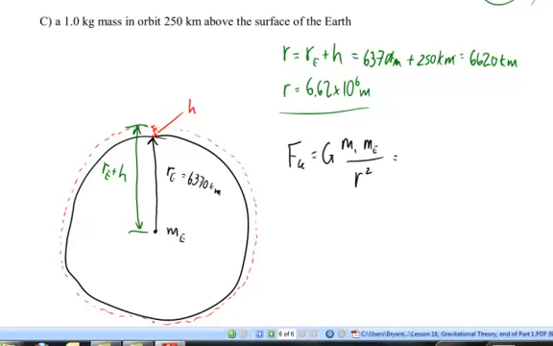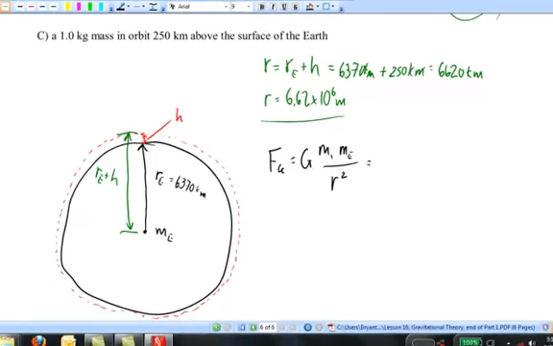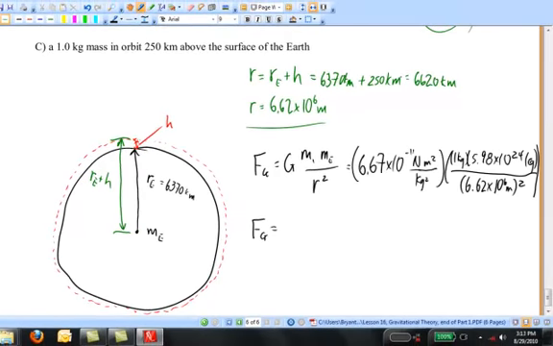So let's feed that into our formula. There's the formula, but now the distance I'm going to put in is the distance between the centers of gravity of the satellite and the Earth, which is not the radius of the Earth, it's the radius of the Earth plus that little height that the satellite is above the Earth. All right? So there are the numbers, and when I put that into my calculator, I get some result. I get 9.1 newtons. What?